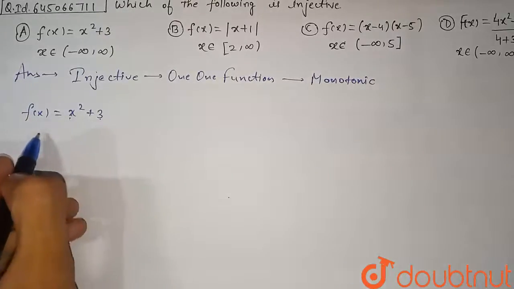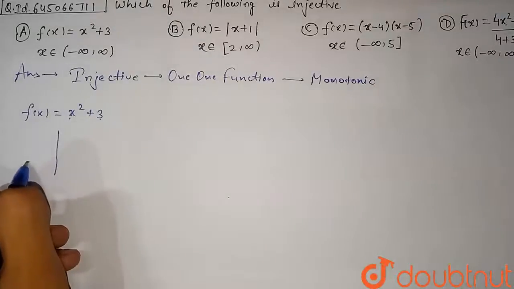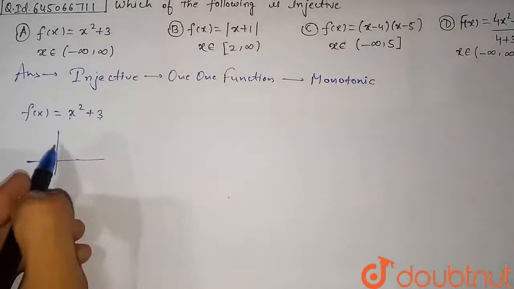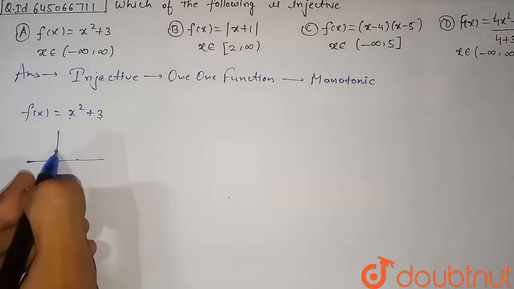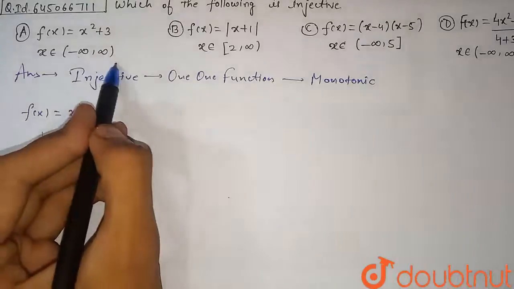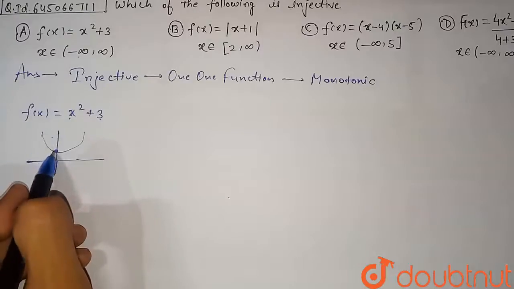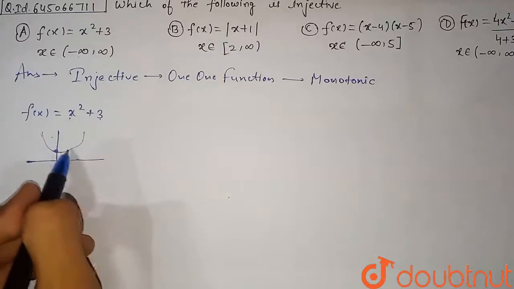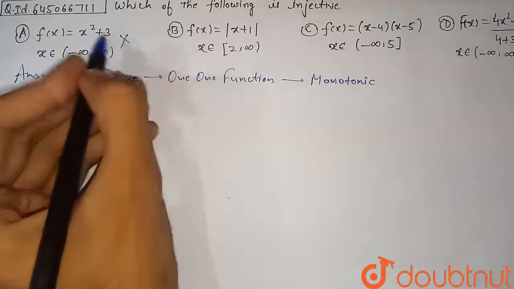We can also make the graph of this function. At x equal to 0, the function has the minimum value, that is 3, and the function has a parabolic graph because it is a quadratic function, between minus infinity and infinity. So this is a many-one graph, because the function is decreasing in this interval and again increasing in this interval. So option A is incorrect for this question. We will just make a cross.